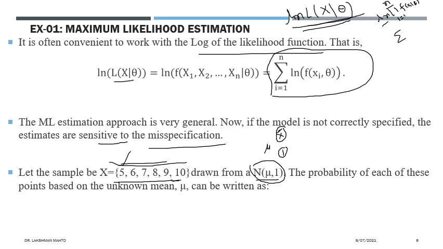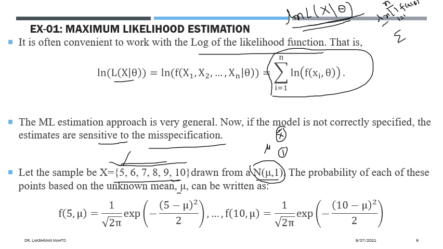The probability of each of these points based on unknown mean mu can be written as follows. What is the probability of seeing 5? That probability we can get from the normal distribution. We know the formula, the PDF of the normal distribution: 1 by square root of 2 pi times exponential of minus (x minus mu) whole square divided by twice sigma square. This is the PDF of the normal distribution, that we know.